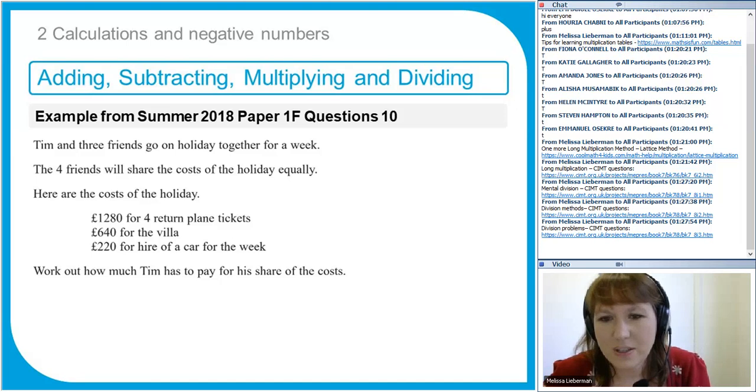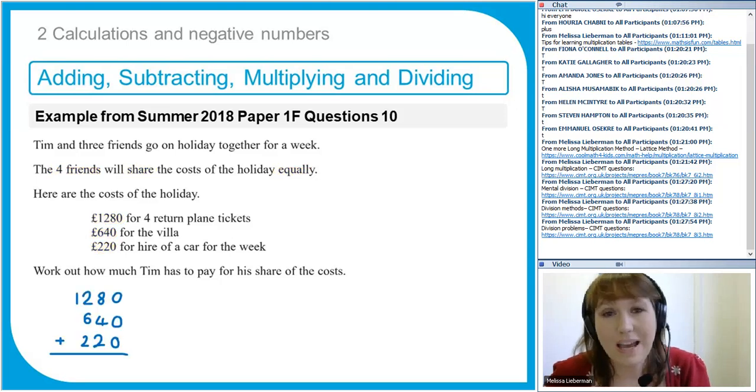So we're going to have to, first of all, find out the total cost. So we're going to have to add up these 3 numbers, find out what that is. And then we're going to find out what Tom's share is. So we've got 4 people all together, and they're going to share the cost equally. So the first step will be to add those 3 numbers together, and then divide by 4, because there are 4 people. So this is a non-calculator paper.